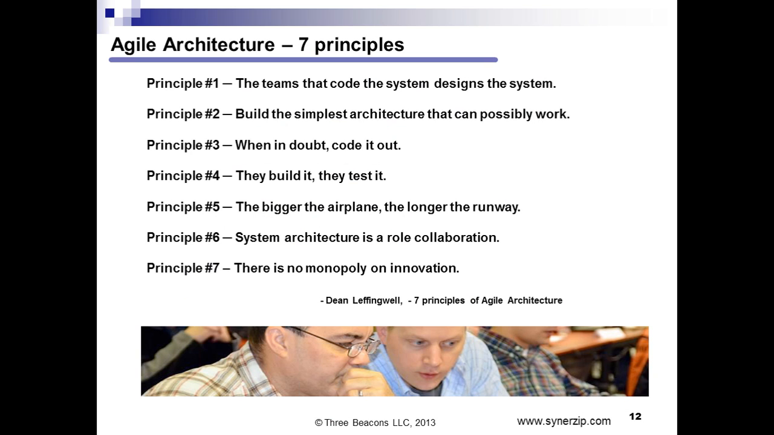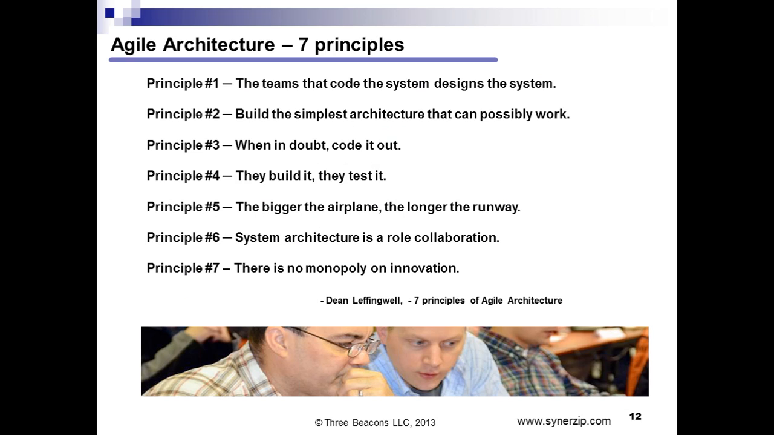Good. Okay. Dean Leffingwell also spells out, actually I think it's 8 principles now, but I'll just point out a few of these, the 7 that I have here from an architecture and Agile perspective. Principle number 1: the team that codes the system designs the system. So the development teams are responsible for the design and the architecture. And that's why it's good that your Agile Architect is part of the Scrum team.